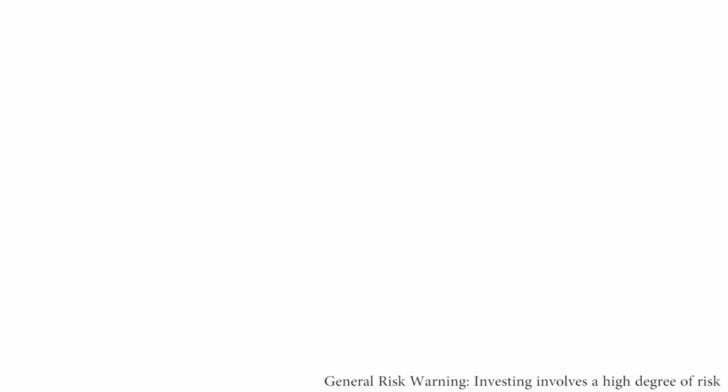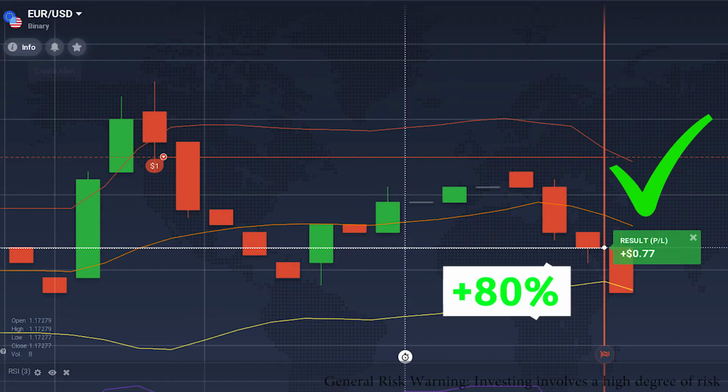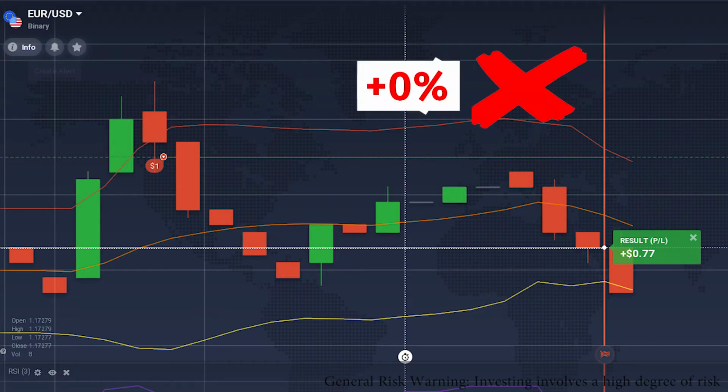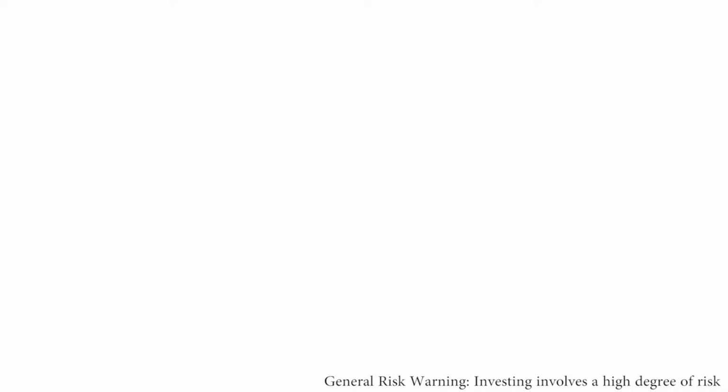So you need to predict the market price. You will place the trade here. You will wait for 60 seconds. If you can do correct prediction, you will get 80% return. If you do wrong prediction, you will get 0% return. That means you will lose money. So binary option trading is really risky. You need to trade what amount you can afford to lose.